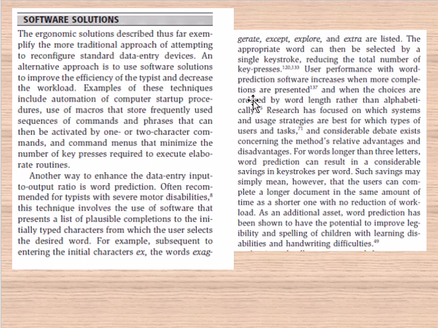User performance with word prediction software increases when more completions are presented and when the choices are ordered by word length rather than alphabetically. Researchers have focused on which systems and user strategies are best for which type of user and task. Basically, for words longer than 3 letters, word prediction can result in a considerable savings in keystrokes per word. Such savings may simply mean, however, that users can complete a longer document in the same amount of time as a shorter one, with no reduction of the workload.